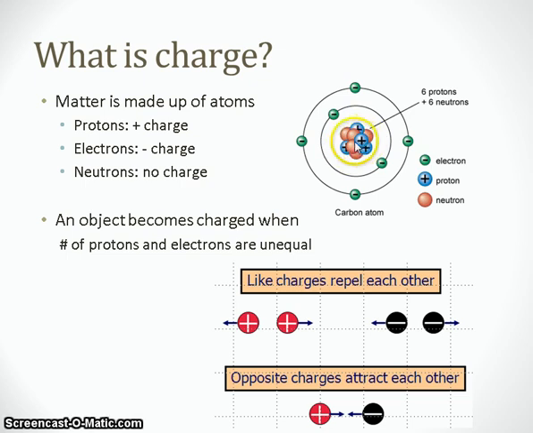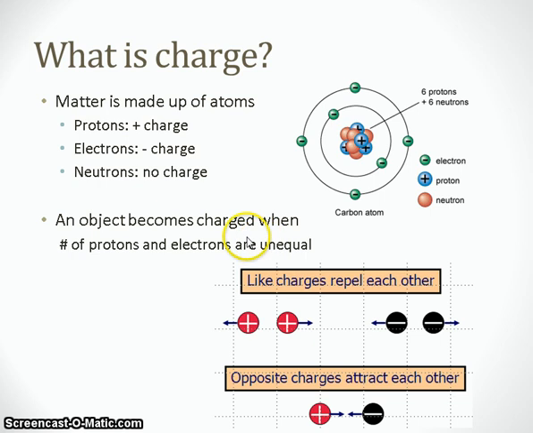The protons in the center of the atom have the positive charge, and these are the electrons on the exterior of the atom. They have the negative charge. When there is an imbalance, or when the number of positives is not the same as the number of negatives, protons and electrons are unequal. When that's true, the atom will become charged.